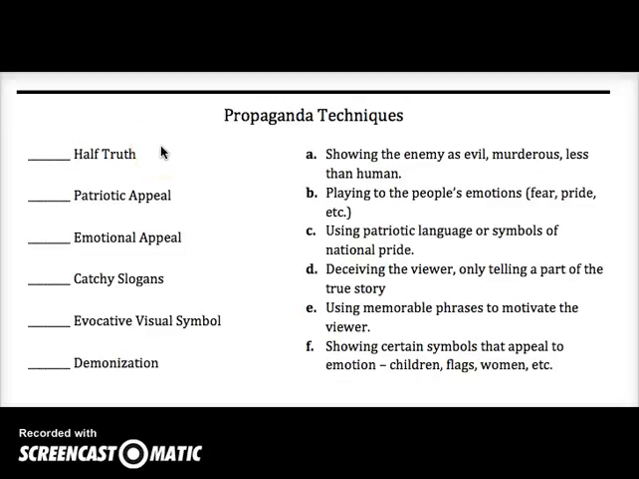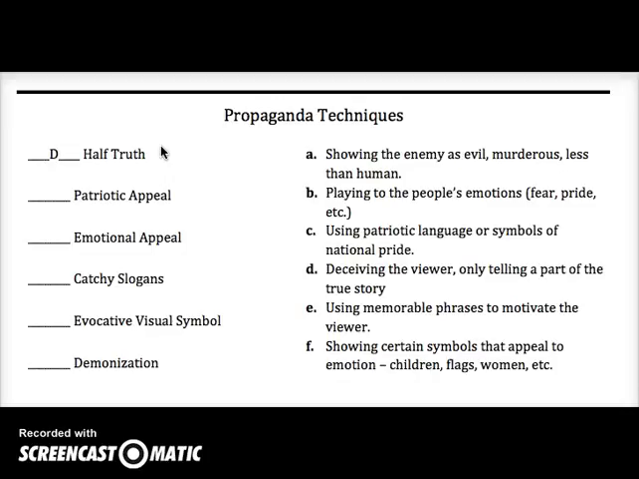So as we're looking at propaganda techniques, these are things that people try to do to influence people. So let's take a look at the first one. The first one was half-truth. When we're talking about a half-truth, that's going to be letter D. That's where you're deceiving the viewer, only telling a part of the true story. And we'll take a look at some examples later.